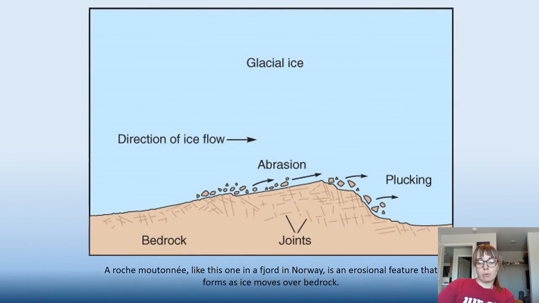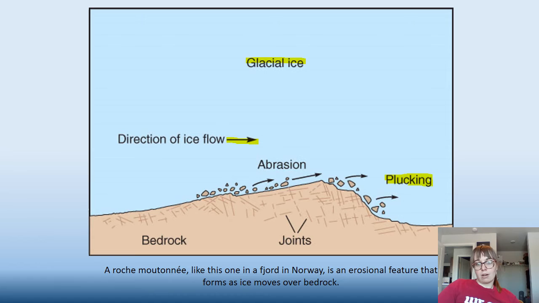This picture is just showing an example of plucking and abrasion. If you look up at the top, notice that it's labeled glacial ice. So it's not the sky. That blue is actually representing glacial ice. And it's showing us that the glacier is moving towards the right. And as it moves towards the right, it's doing two things.